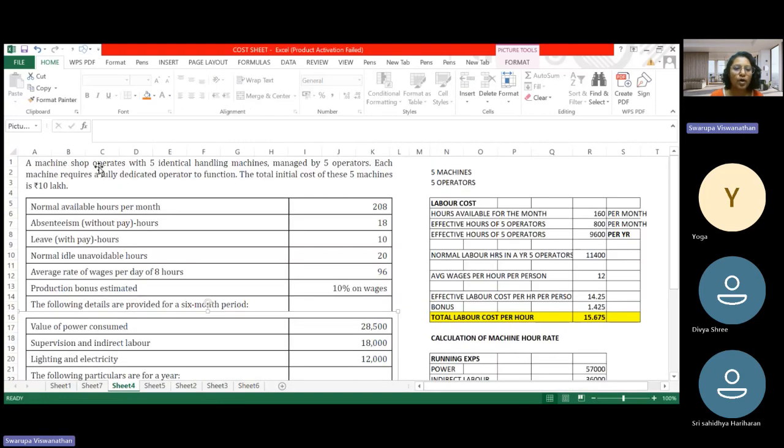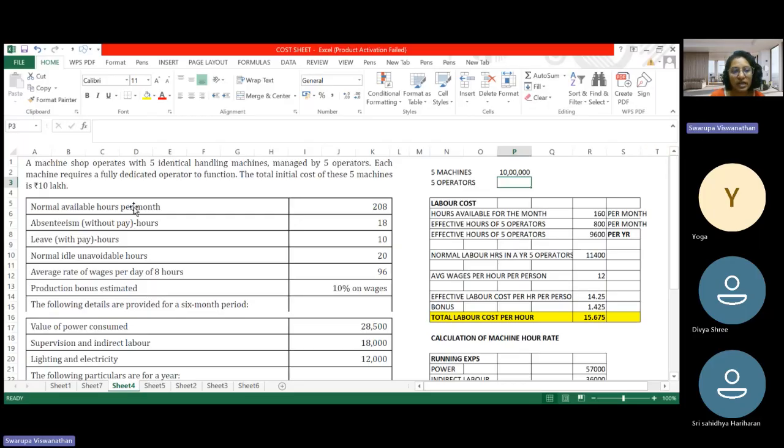A machine shop operates with 5 identical machines managed by 5 operators. Each machine requires a fully dedicated operator to function. The total initial cost of 5 machines is 10 lakh. So what is the cost of 5 machines? The cost of 5 machines is 10 lakh, and to operate 5 machines we need 5 operators. Okay, so only if the operator is available, the machine can operate. Otherwise, the machine will remain idle.